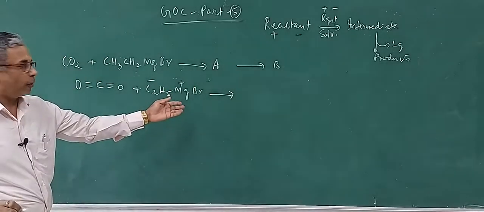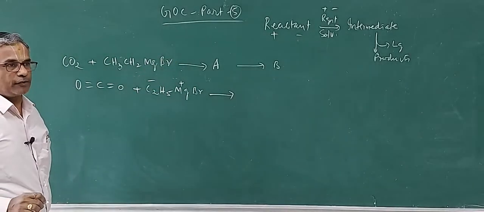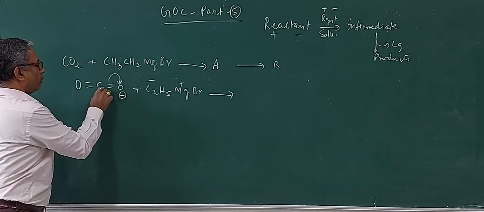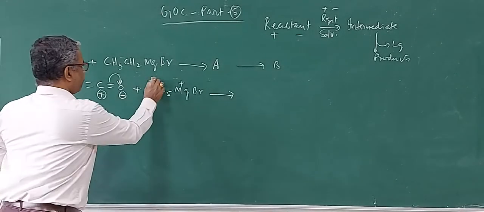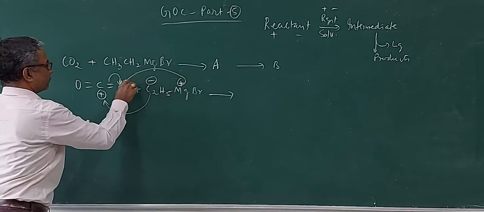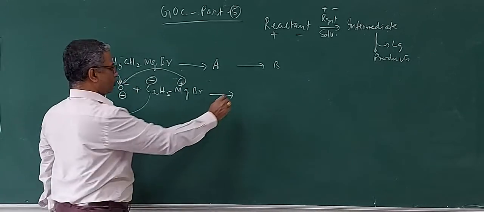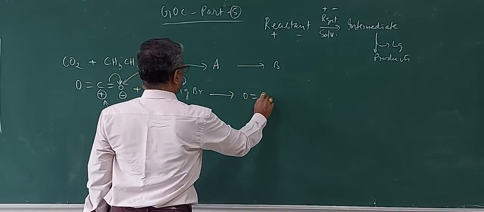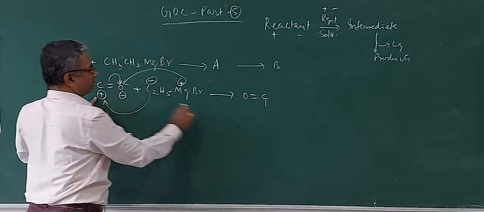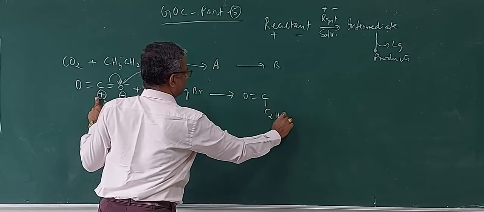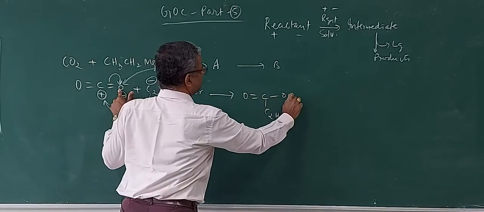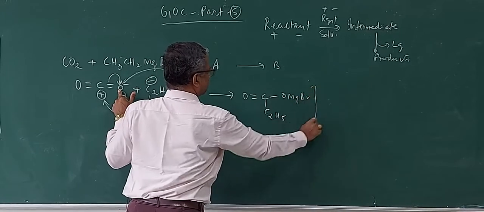I have already told you how to create plus minus in various reactions. Whenever you have this type of compound, you will have plus minus like this. So, this plus and this minus will go and attach like this. Here you will have O double bond C, the C2H5 is getting attached here, and then here you will have the OMgBr attached. This will be the intermediate.